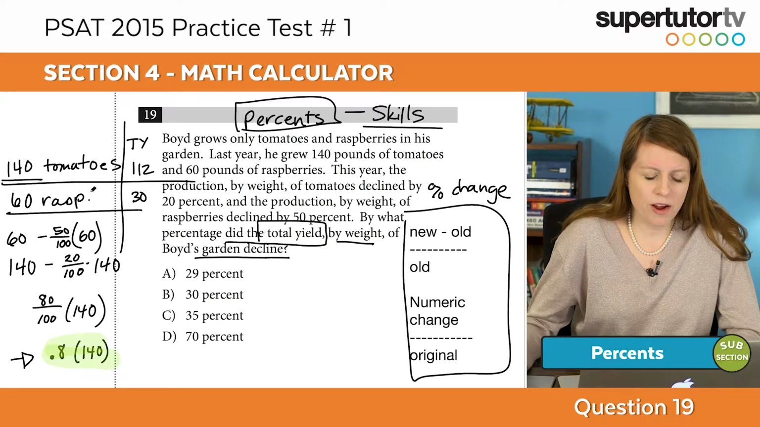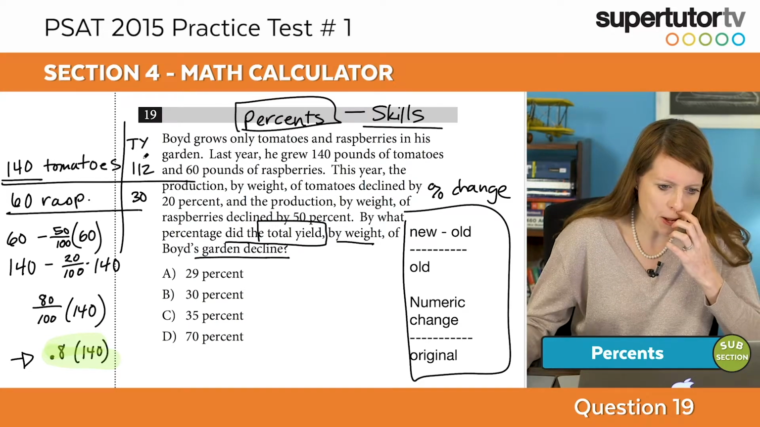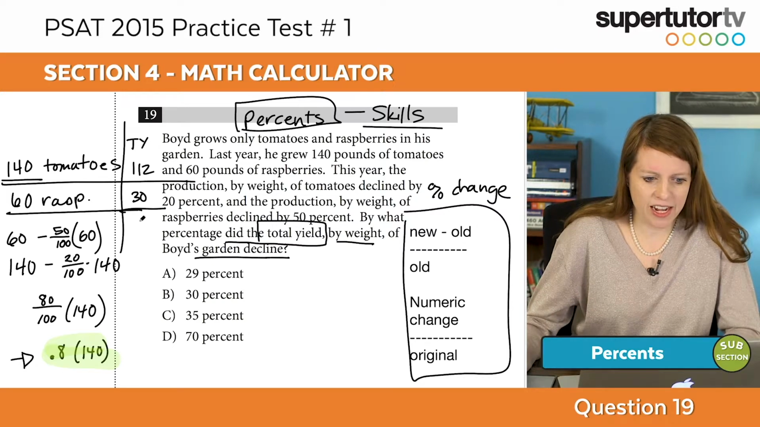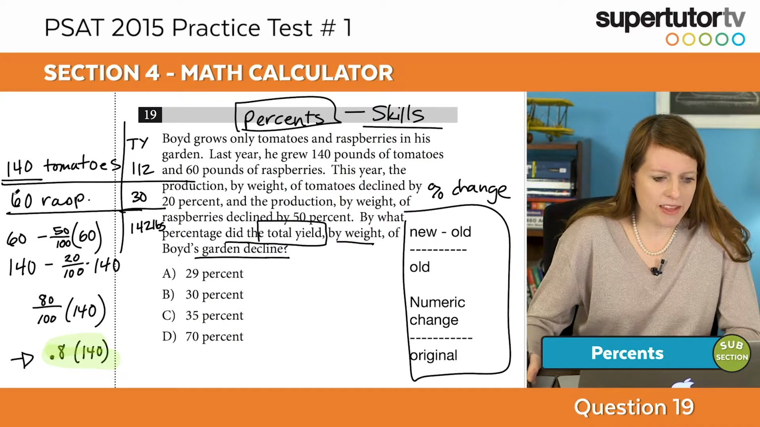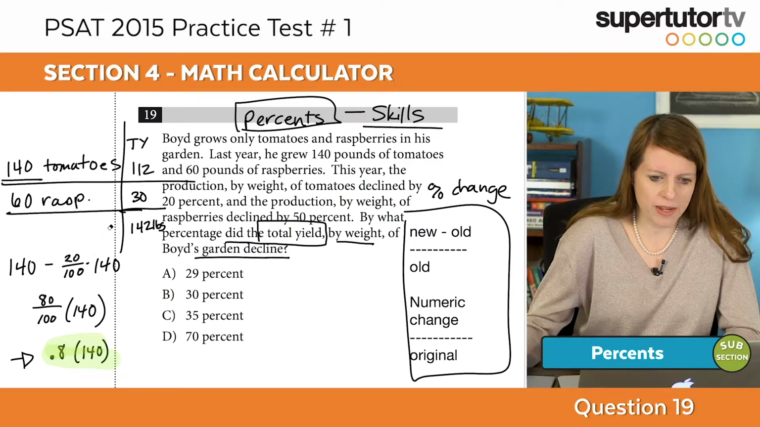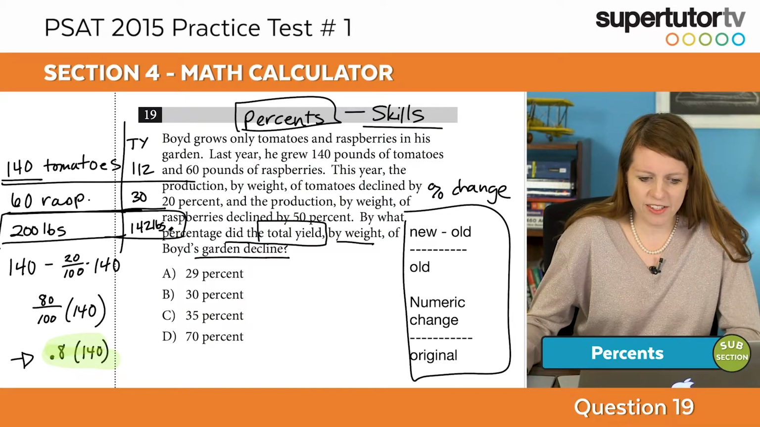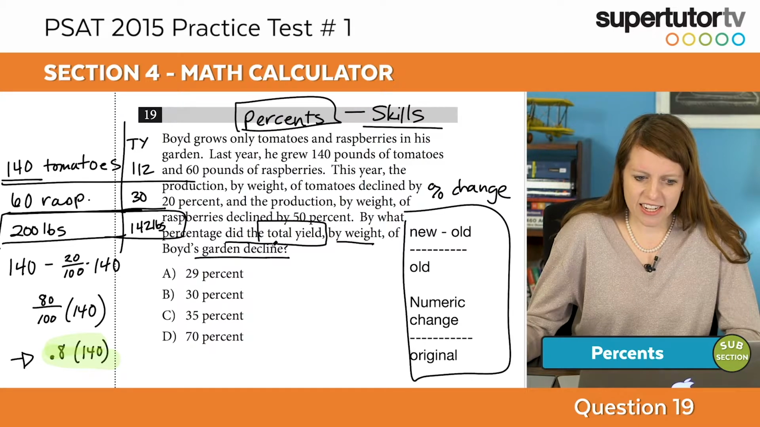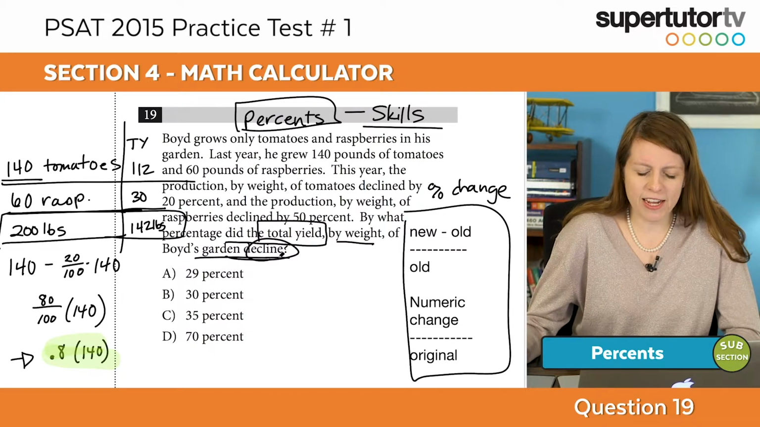So what I want is the numeric change over my original. I know this year, I'm going to add up this year, and I get 142 pounds, right? And now I'm going to add up these. 140 plus 60 is 200 pounds, right? I'm just going to make some space here. That's 200 pounds. So I know that this is my original, and this is my new. And it said, did Boyd's garden decline? So I'm looking for that decline. So it's definitely in that order.